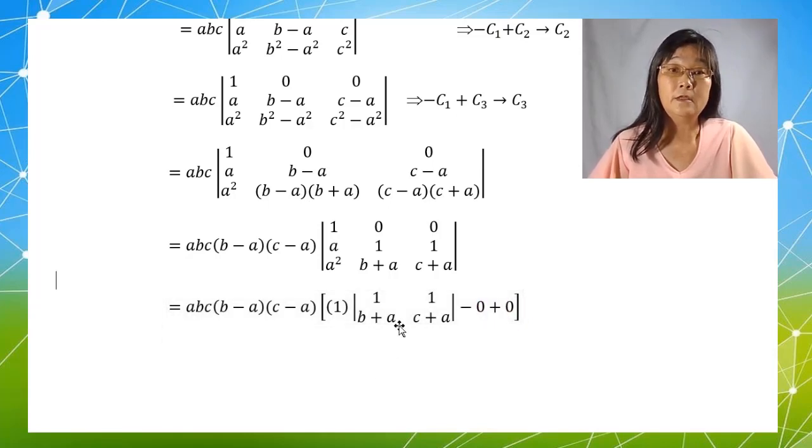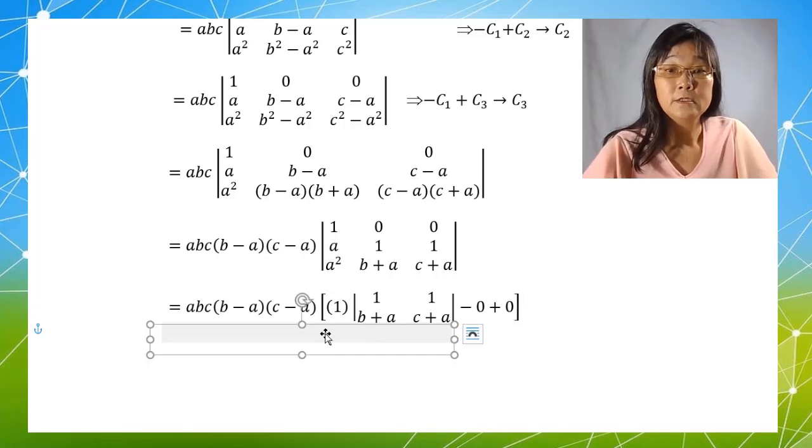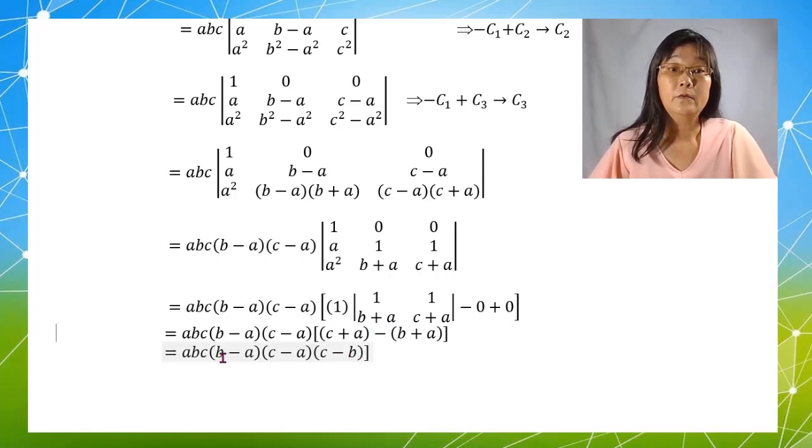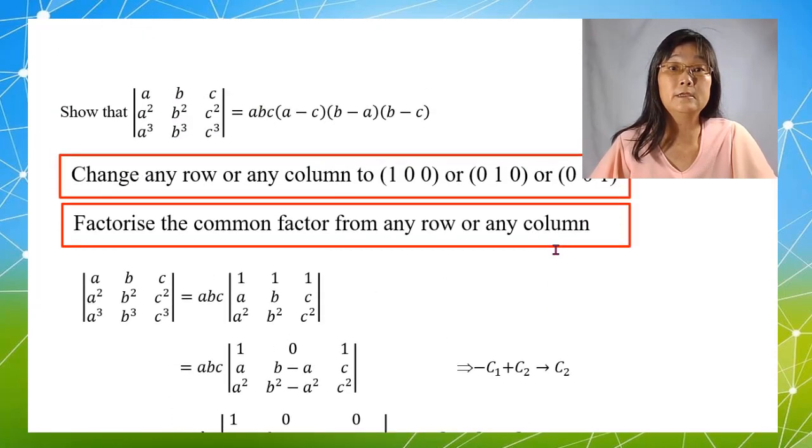So now I'm going to find the value of this 2 by 2 determinant by using AD minus BC. Then I'll get this one. After that, I simplify this. Then I get this one. But when we look at the answer given, the answer should be A minus C, B minus A, B minus C.